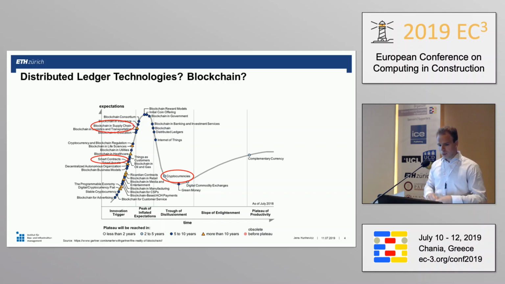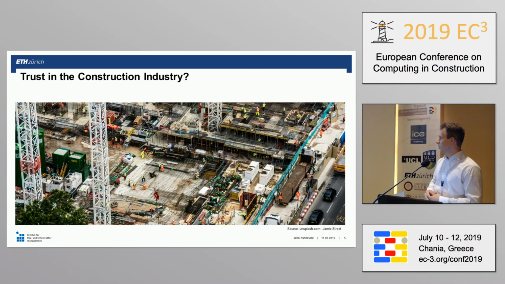So why is this important for construction? I don't want to go into too much detail here, but if you just look at this picture, you can see that construction projects are very complex. Often they are very large, often they are long-term, and often they involve a lot of people that need to work collaboratively together to make the project happen. For collaboration, naturally, trust is very important, and a lot of the literature agrees on that fact.